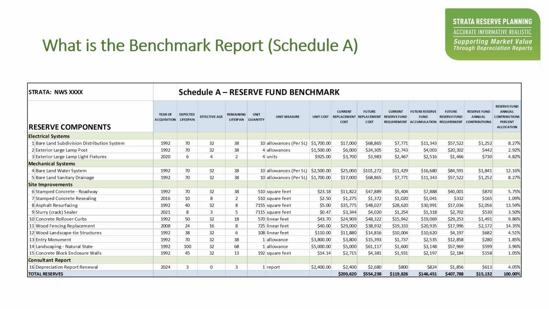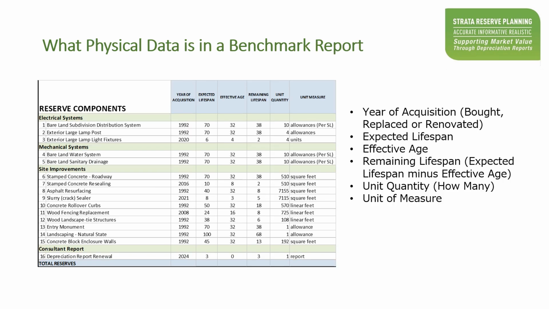First of all, what is the benchmark analysis or benchmark report, otherwise known as a Schedule A? Well, very simply, it is the summary of everything that is presented in the depreciation report. There's two parts to the benchmark report. So let's look at the physical side first. That's the year of acquisition, the expected lifespan, the effective age, the remaining lifespan, the unit quantity, and the unit of measure. All of these were discussed in previous videos.